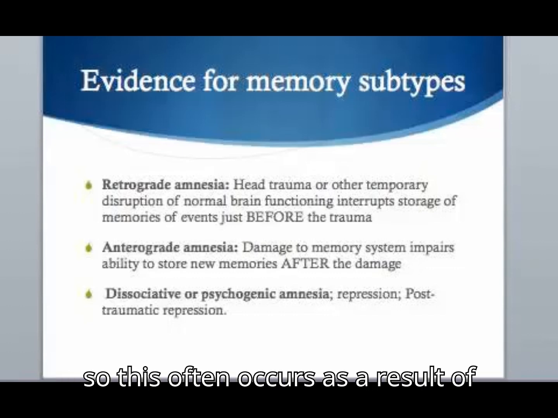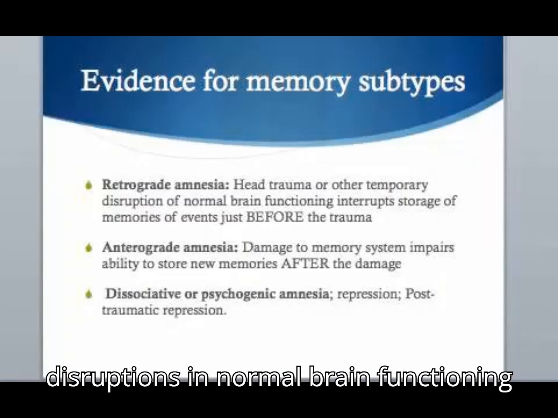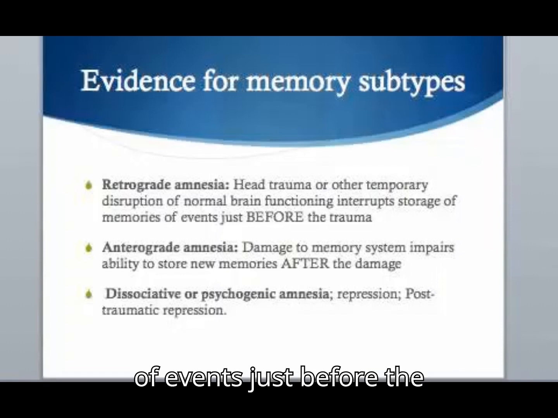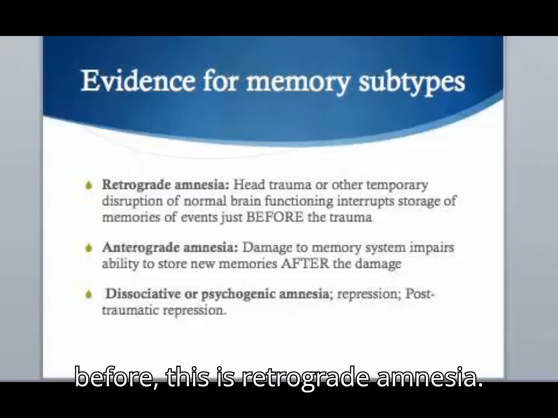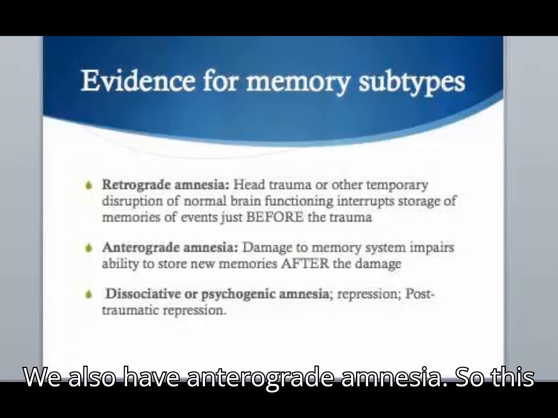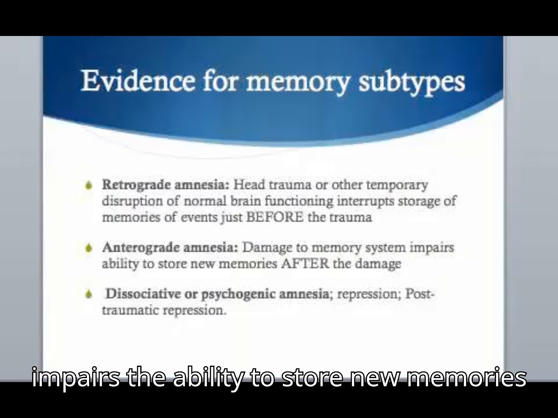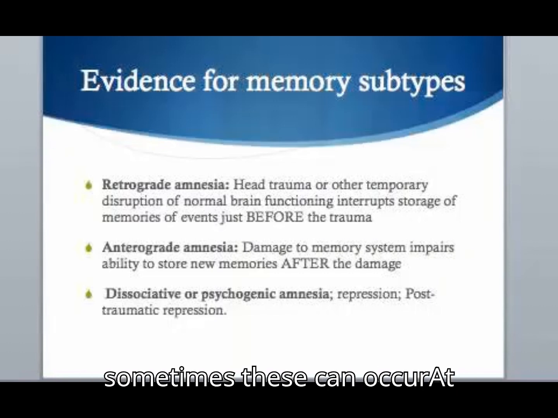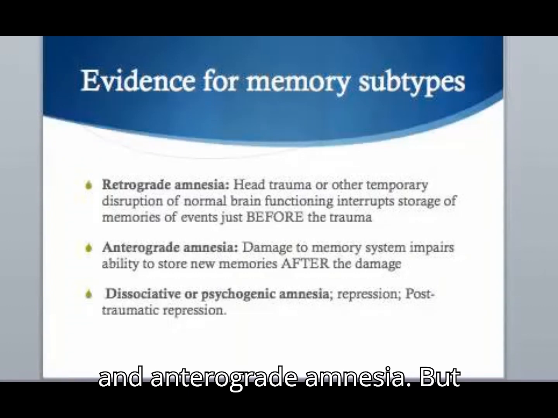And so this often occurs as a result of head trauma or other temporary disruptions of normal brain functioning that interrupts the storage of memories of events just before the trauma. So when we think retro, we think before. This is retrograde amnesia. We also have anterograde amnesia. So this is damage to the memory systems that impairs the ability to store new memories after the damage takes place. And sometimes these can occur at the same time. We can have both retro and anterograde amnesia.